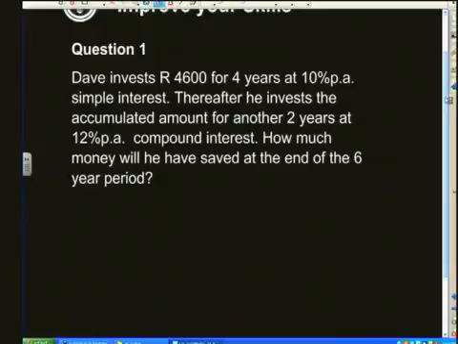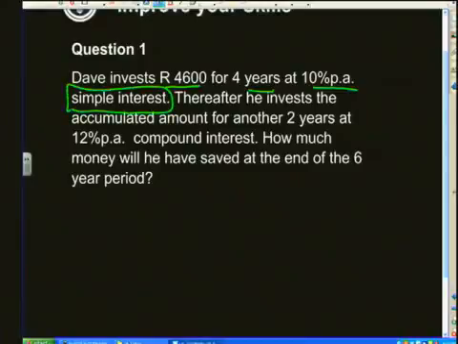Now it's time to get on with today's lesson. We are told that Dave invests 4,600 Rand for 4 years at 10% per annum, simple interest. Okay, very important point there.